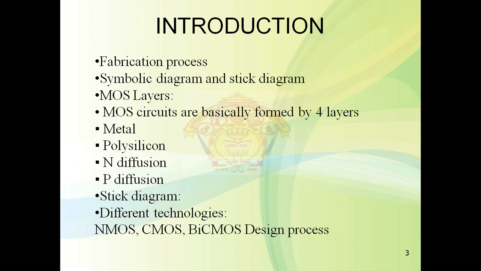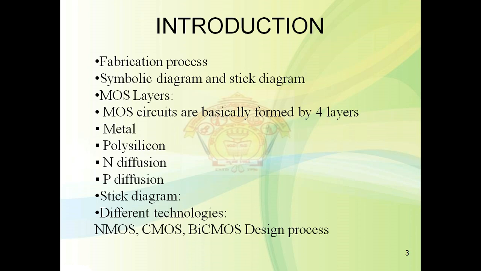MOS theory. MOS layers. Basically there are 4 MOS layers: one is the metal layer, the polysilicon layer, the N diffusion layer, and the P diffusion layer. All these layers are isolated by an insulating layer, that is a thin insulating layer or thick insulating layer. The thin insulating layer is nothing but the thin oxide layer.